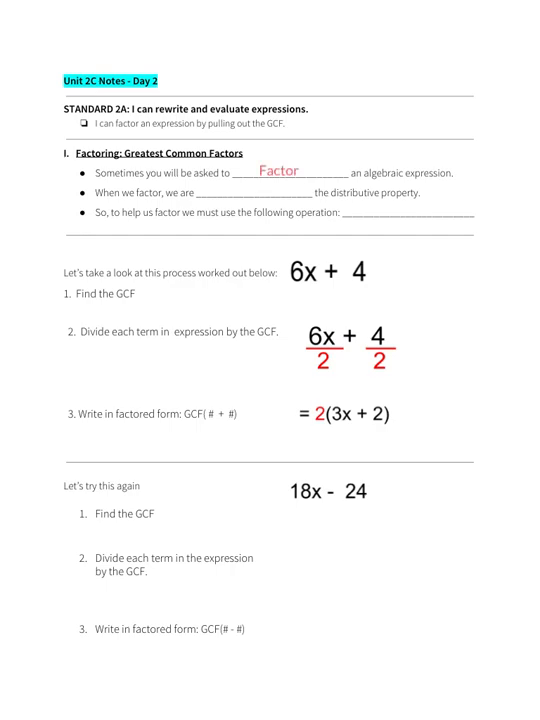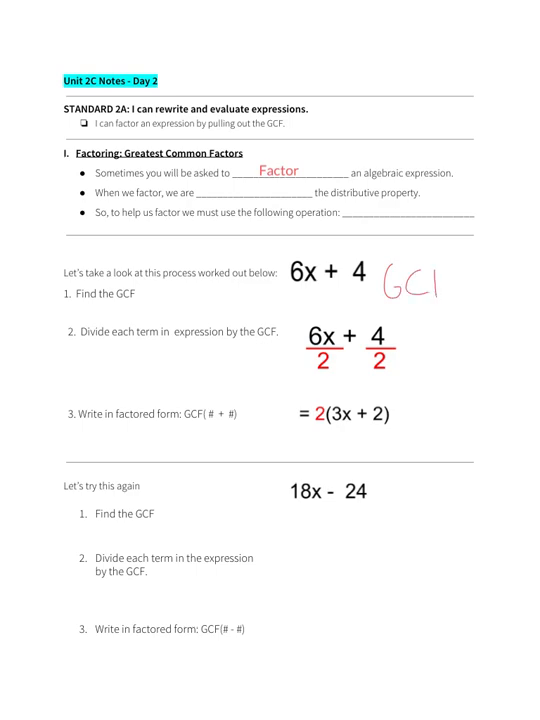The most important thing that you wrote in your notes would be factor right here. Now we're going to look at the process of how we undo the distributive property to factor. The first thing we have to do is find the GCF, and we divide each term in the expression by the GCF. So the greatest common factor between 6x and 4 is 2.